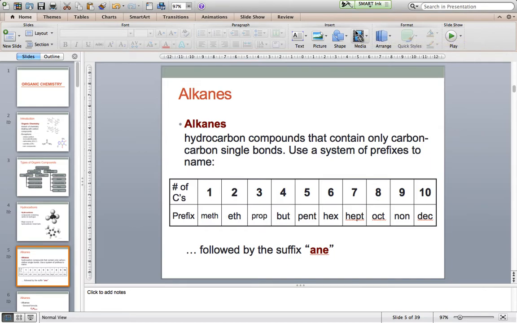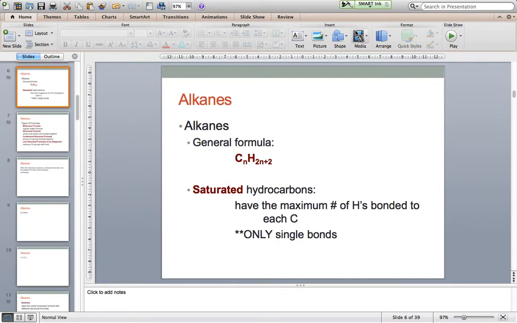Right, so as we talked about last lesson, this system of prefixes is super important in organic chemistry, and we will be using it time and time again. Now, how does this apply to alkanes? Well, before we get there, we need to take a look at a couple of things about alkanes, such as their general formula.